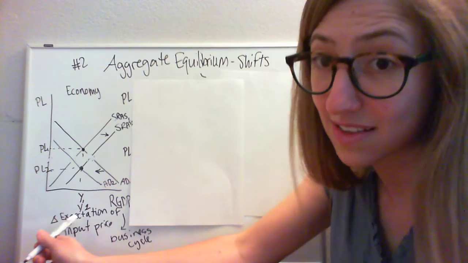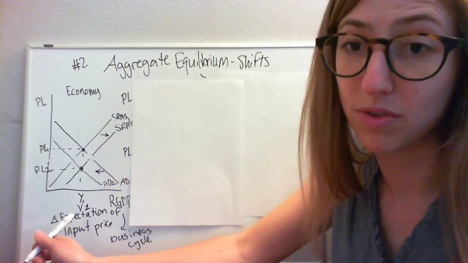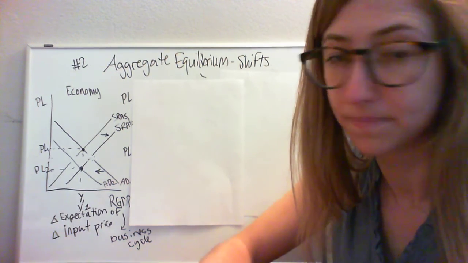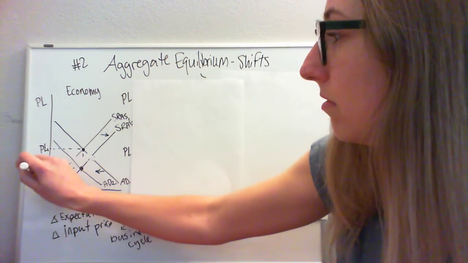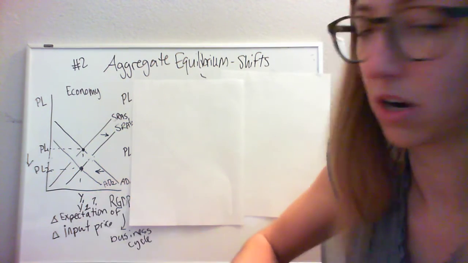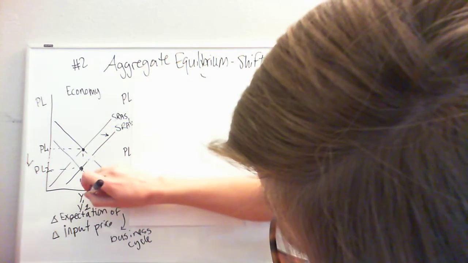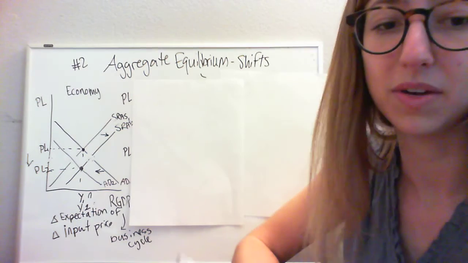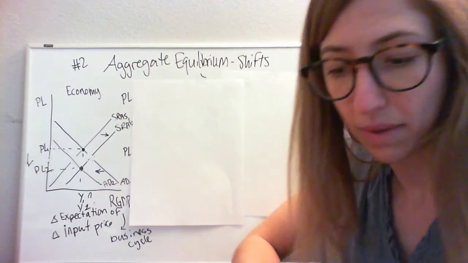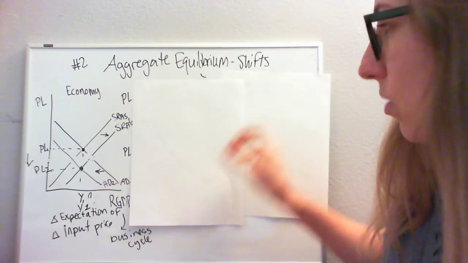So your price level falls, and real GDP is indeterminate. Remember, it doesn't stay the same. It's indeterminate. We don't know how it's going to change. So, down, question mark. Okay? Next one.